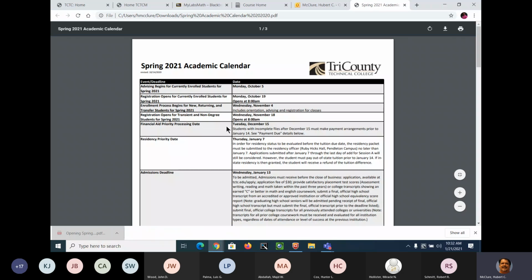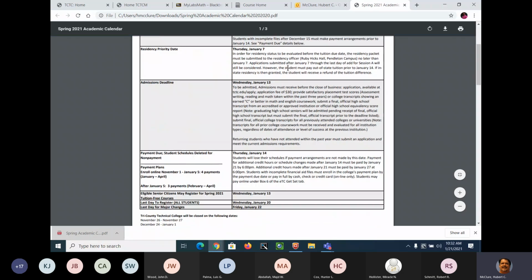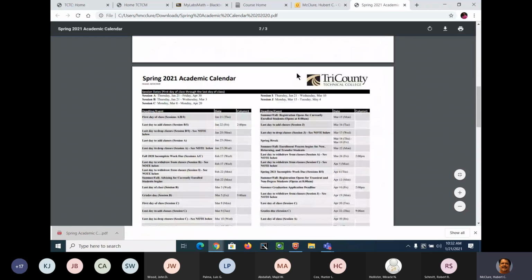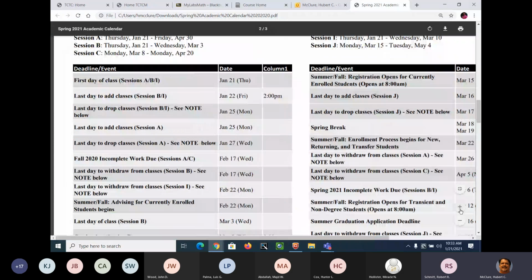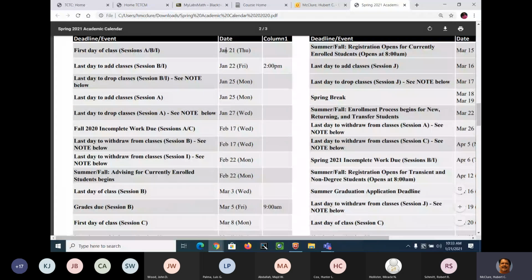Now, you don't have to print it out if you take the dates and transfer them over to your calendar or your phone. What dates are important? Well, what dates do you think are important? The first day of class, that's important. The last day to drop classes in session A, we're session A. Last day to drop classes is the 25th. The last day to add classes is the 22nd. So that's tomorrow. So those dates are important. Somebody tell me what this is.